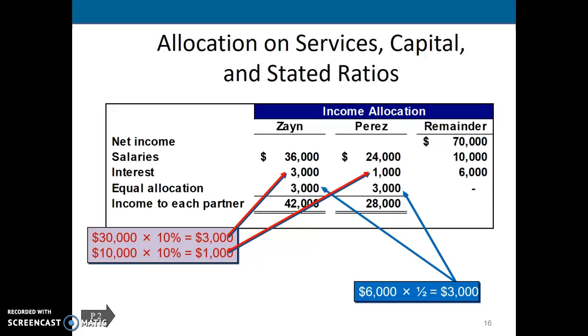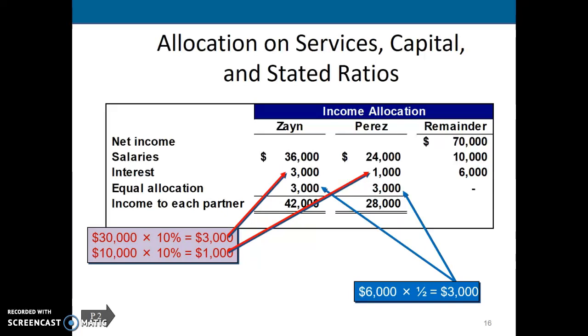So when we look at that, we can then see that they had a total of $42,000 for Zane and $28,000 for Perez that we would allocate to each of their respective capital accounts based off of that net income of $70,000. So we would debit income summary for $70,000, and we would credit Zane for $42,000, and we would credit Perez for $28,000. Let's look at another one.